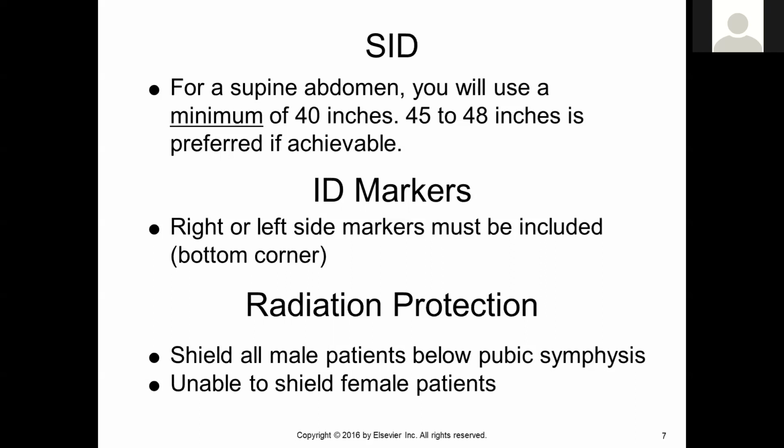Radiation protection. We need to shield male patients below the pubic symphysis. Unfortunately, we are unable to shield female patients for an abdominal exam. That would put a lead shield over the pelvic cavity, blocking some anatomy. So we typically do not shield for the supine abdomen for female patients.